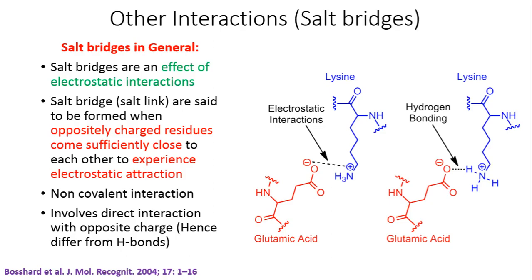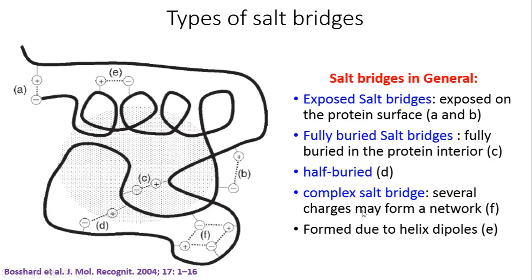Okay, so you can see over here like lysine can form a salt bridge with glutamic acid. Arginine can form a salt bridge with aspartic acid, and so on and so forth. Okay, now let us discuss how people have tried to classify these salt bridges. The first way of classifying the salt bridge was on the basis of where exactly these salt bridges are located in your protein.